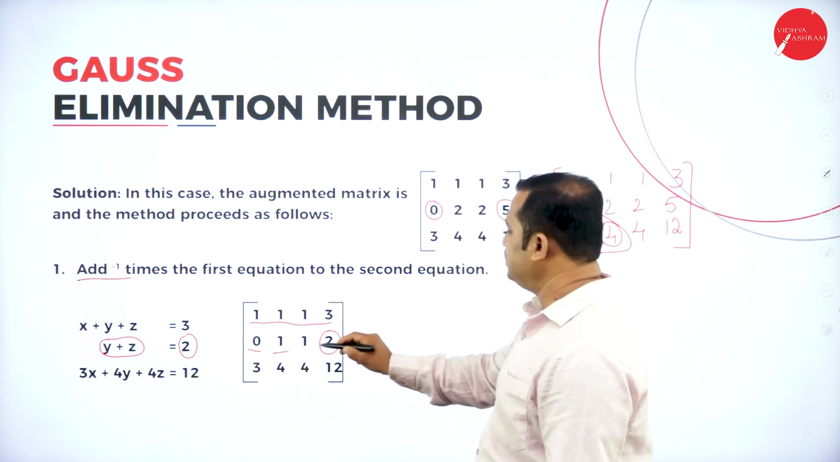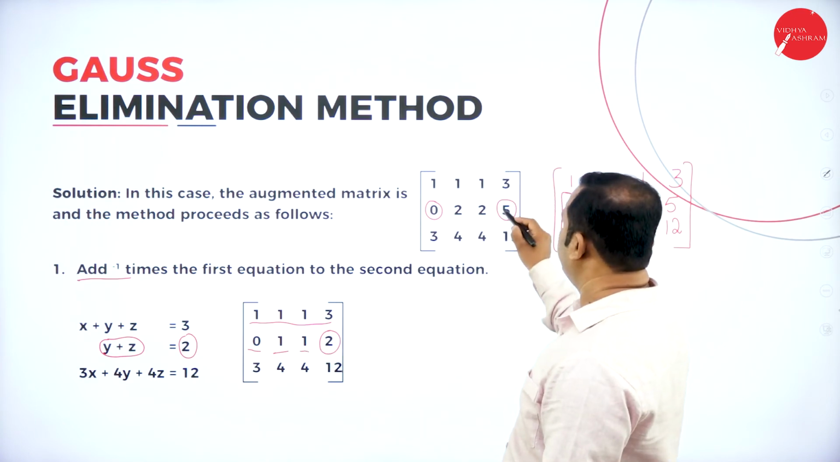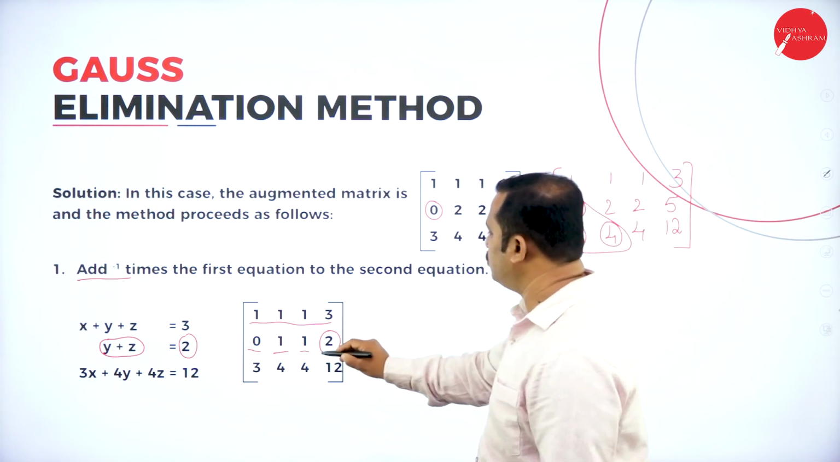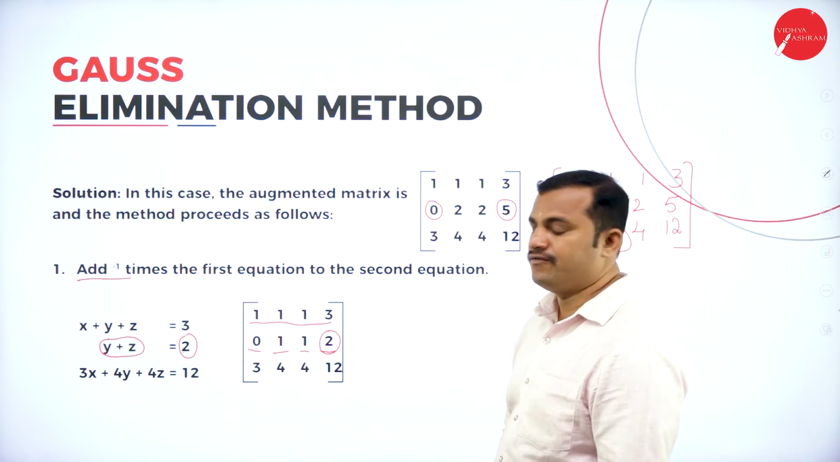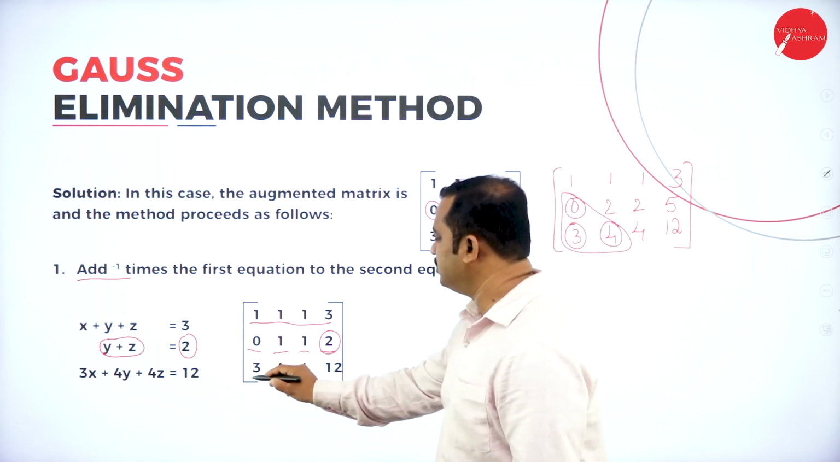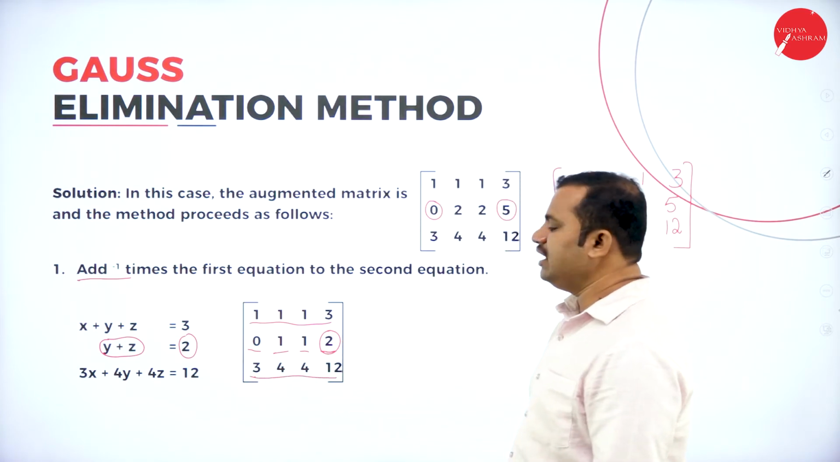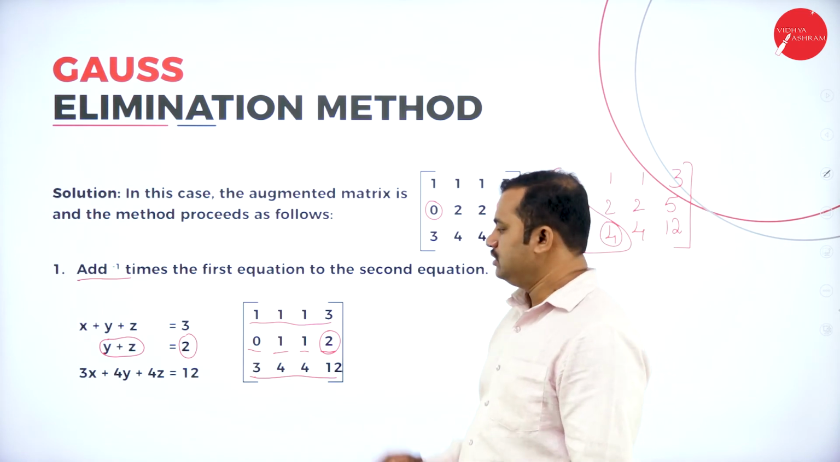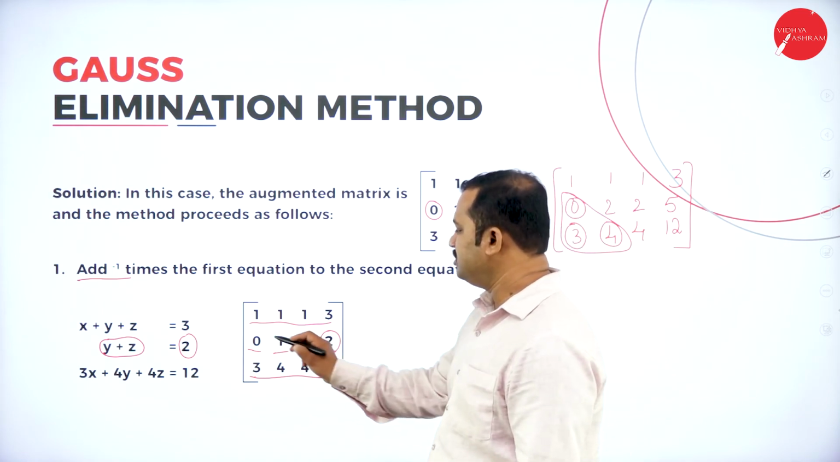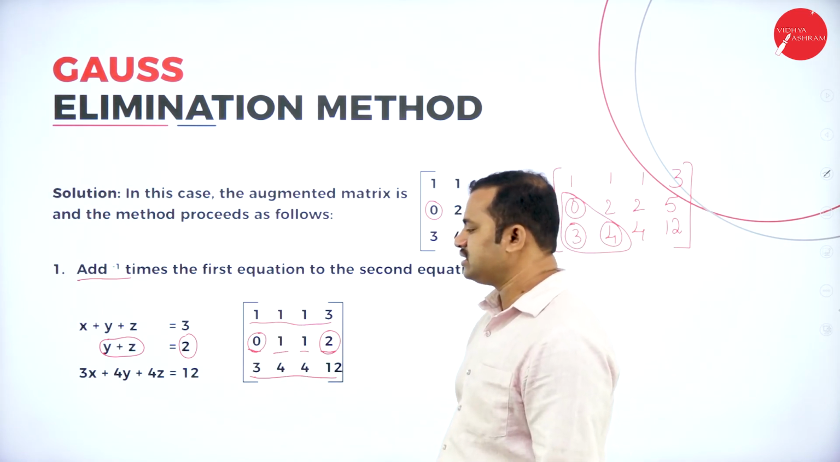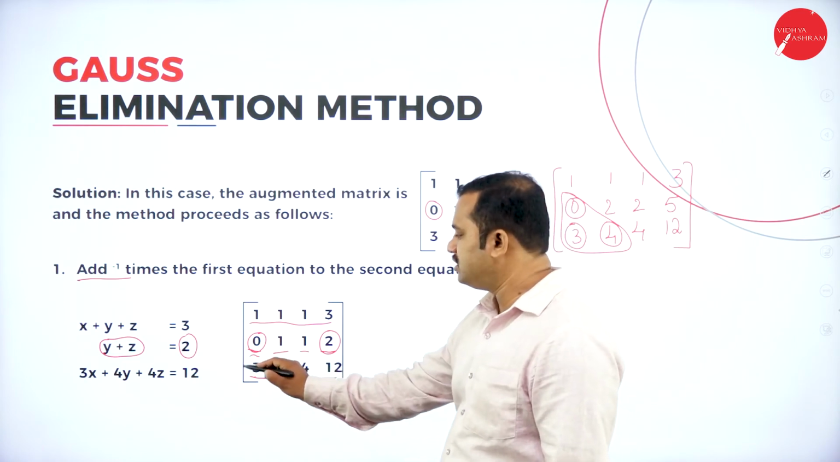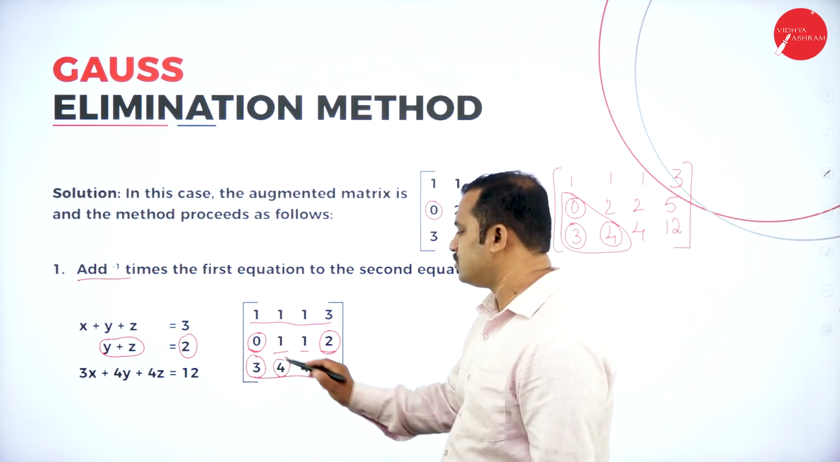2 minus 1 is 1. 5 minus 3 is 2. We have got this value. Then let me keep the third row as it is now: 3, 4, 4, 12. We have got this term here, this constant, and this as 0 here. Now let me make this as 0 and this as 0.